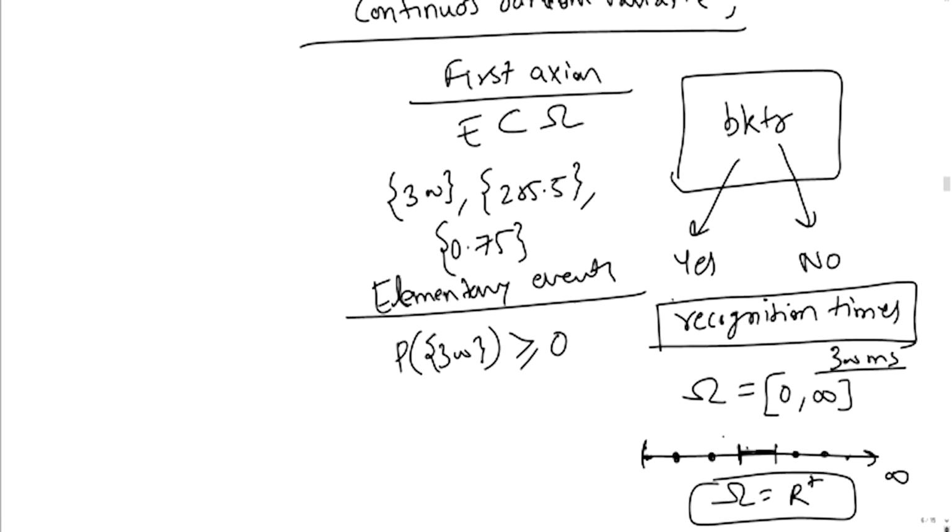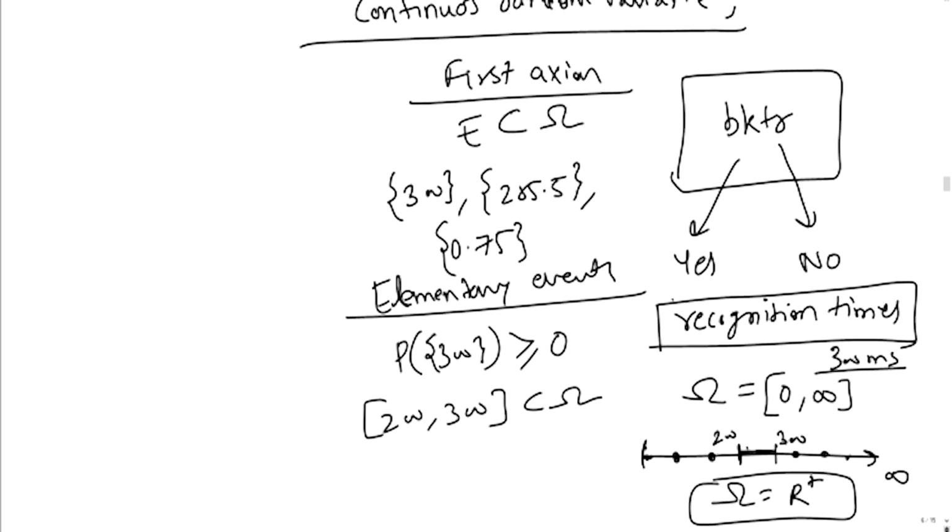So let's say this interval between 200 and 300 milliseconds. You can call this an event where you obtain a recognition time between 200 and 300 milliseconds. So this is a possible event. What is this? It's an interval on this real number line and it's a subset of your sample space. So this is also another kind of possible event.